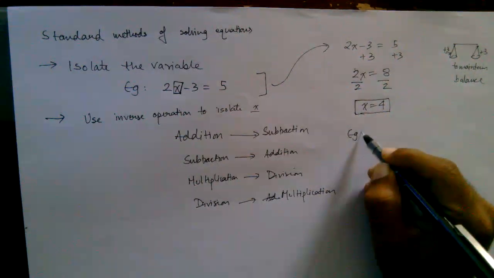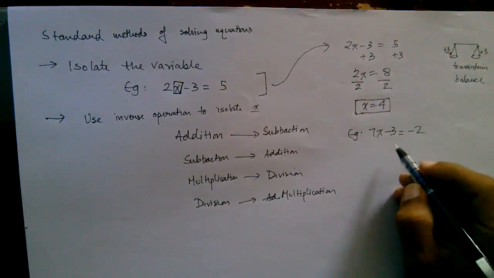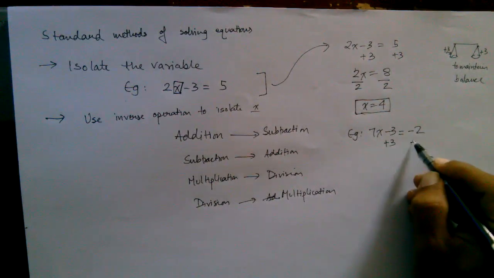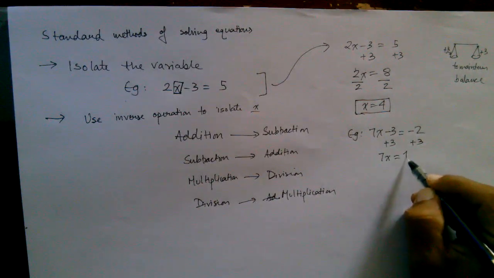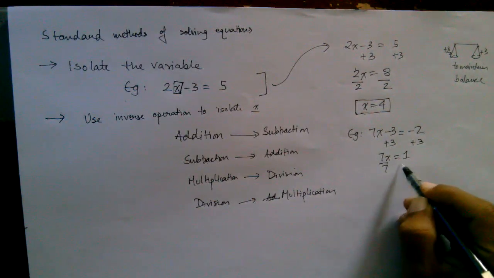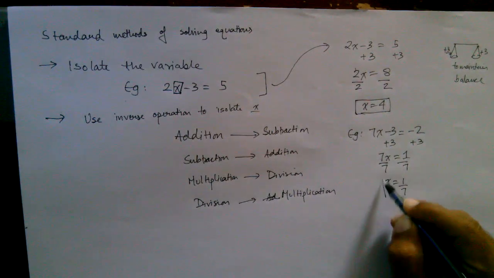One more example. Let's say I have 7x minus 3 equals negative 2. Now I'm going to add 3 again. I'm left with 7x. Negative 2 plus 3 is 1. I divide both sides by 7 and I get x equals 1 over 7.